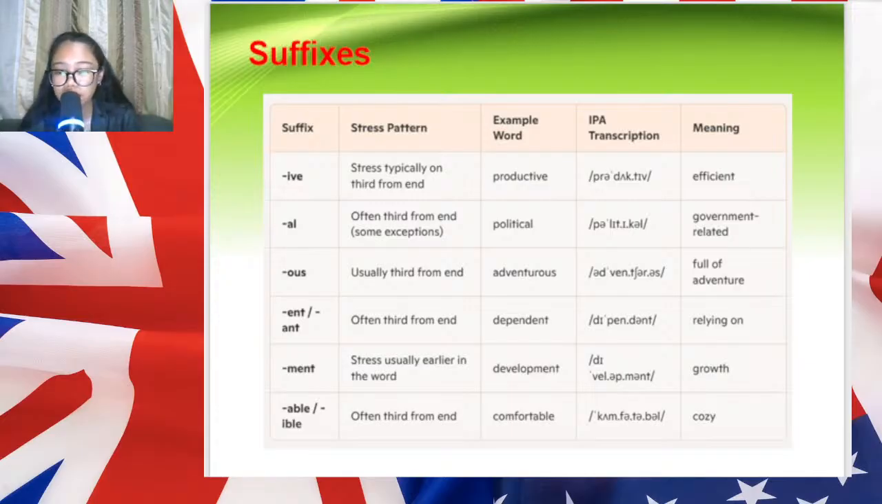Next to that is -ment. Earlier we had -ent, now we have -ment. Maybe improvement or management. That's how they usually do this here. So yeah, let's just focus on that.